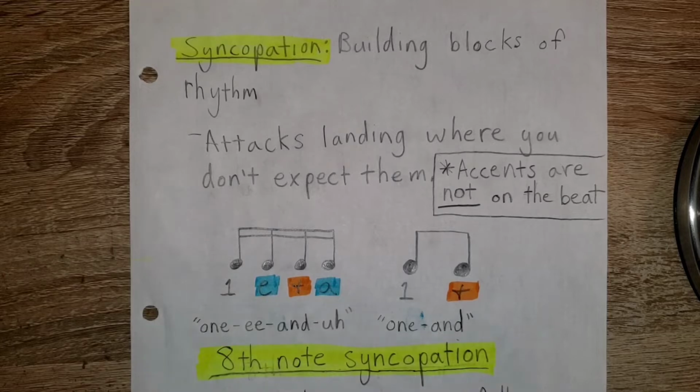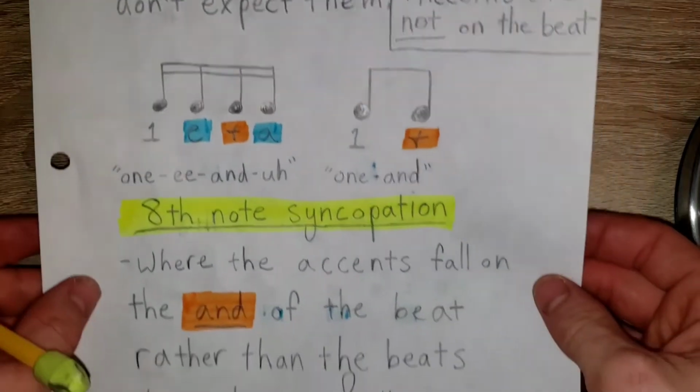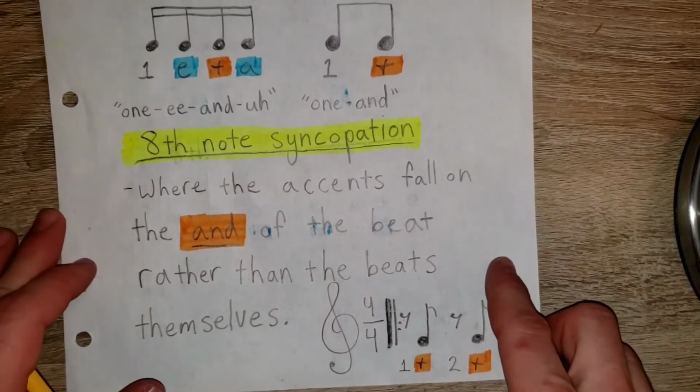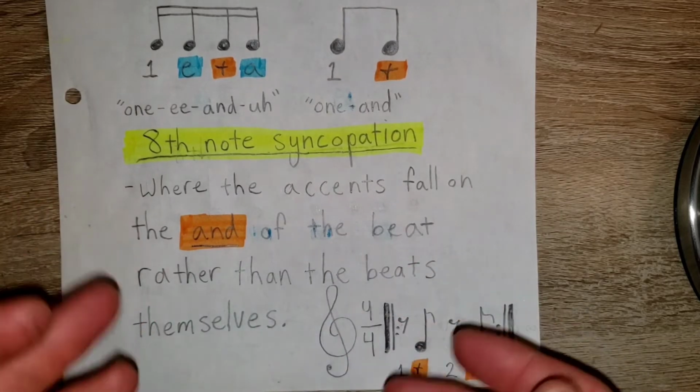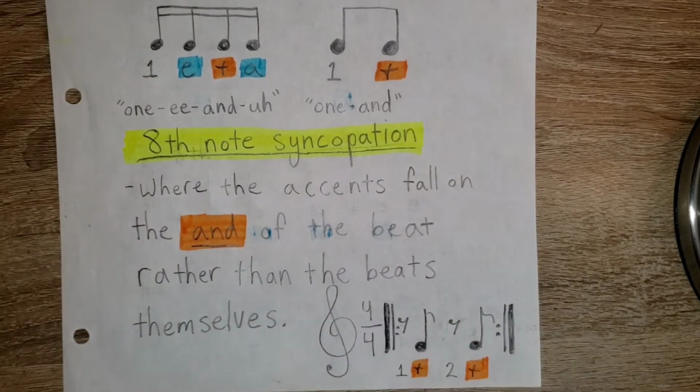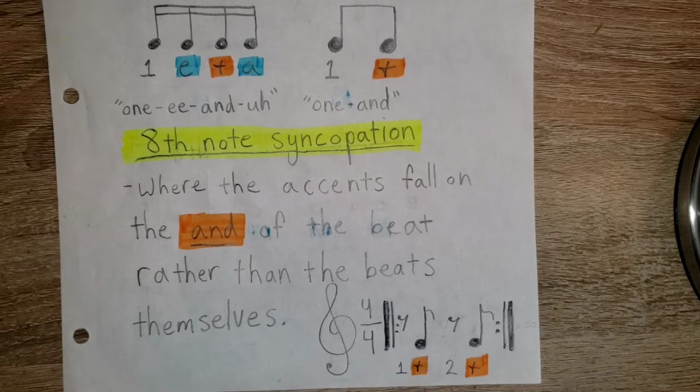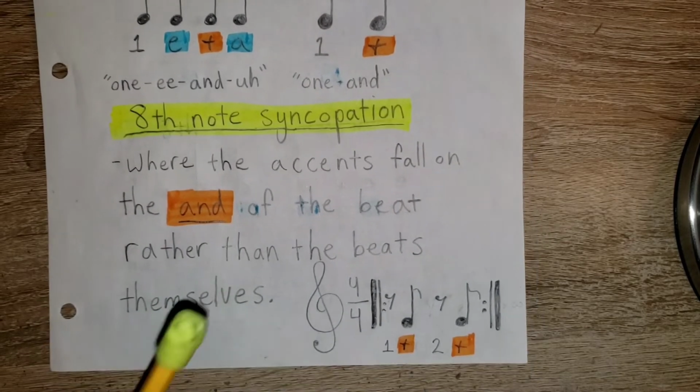Okay? So eighth note syncopation, where the accents fall on the and of the beat rather than the beats themselves. So in this case, you'd have a and. And it sounds cool in music. It kind of gives you a stuttering feeling.